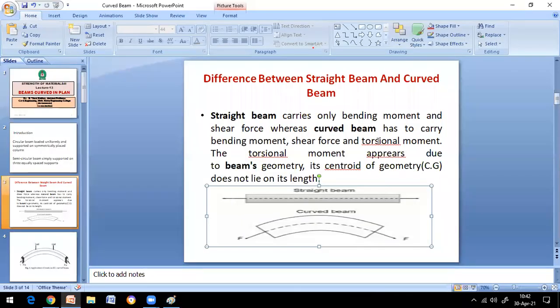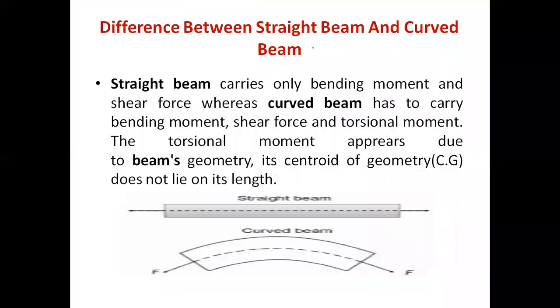See the definition. Straight beams carry only bending moment and shear force, whereas a curved beam has to carry bending moment, shear force, and torsional moment. The torsional moment appears due to the beam geometry. What do you mean by beam geometry? The central axis does not lie on its length.